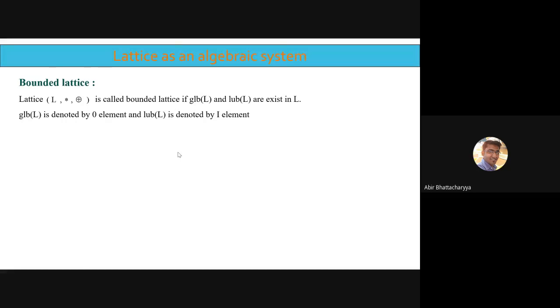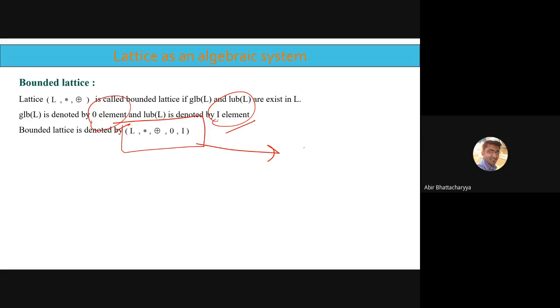We can call this (L, star, plus circle) a bounded lattice if the GLB and LUB both belong to capital L only. We can denote the GLB of L as the 0 element and the LUB of L as the I element. The main concept is that if the 0 element and I element both belong to the set L, then L is known as a bounded lattice under plus circle and star. So there is some notation of a bounded lattice. Try to memorize it. Since the 0 and I elements both belong to the set, we have to include them inside the notation. So this is called the bounded lattice.